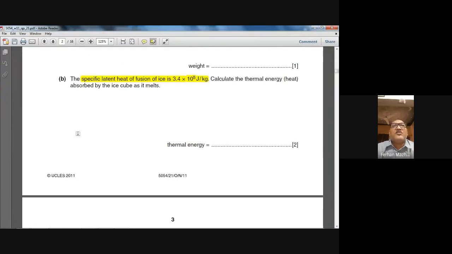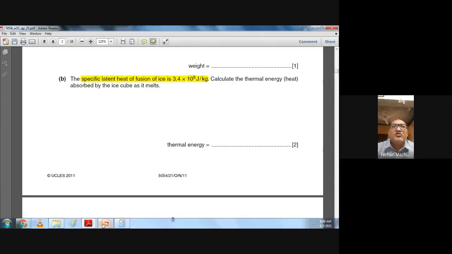Okay, so the next question on your screen is: the specific latent heat of fusion of the ice is 3.4 × 10^5 joules per kg. Calculate the thermal energy absorbed by the ice cube as it melts. When a state change is taking place, for example, the ice is melting at 0 degree centigrade, we can find out the amount of heat absorbed, and that is heat equals m multiply L, where m is the mass of the ice which is melting, and L is the specific latent heat of fusion. Simply put the value of m and L, and you will find the heat involved.